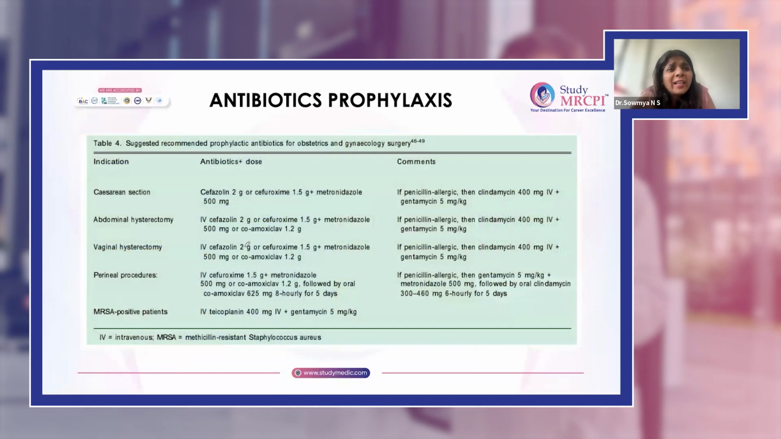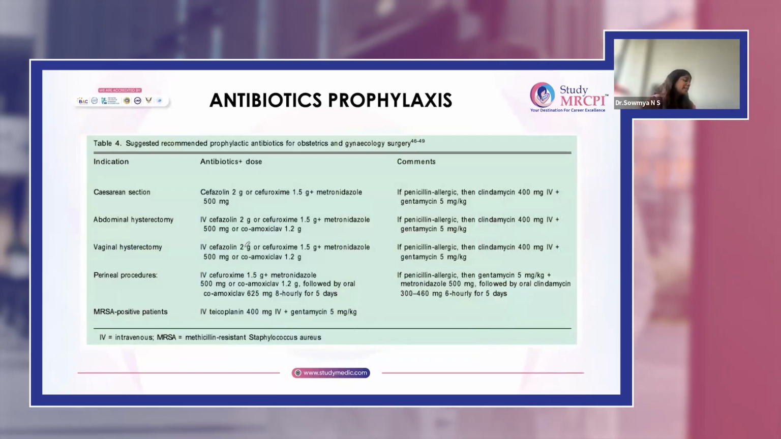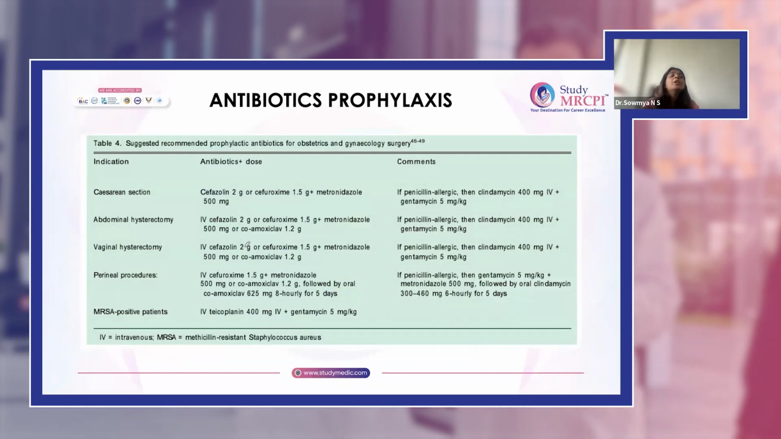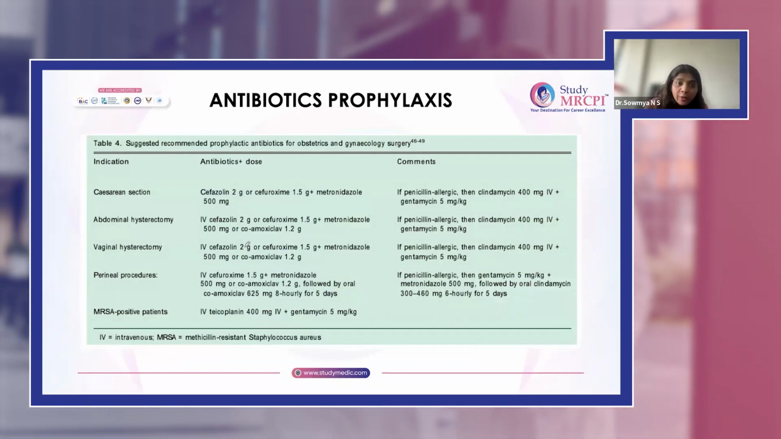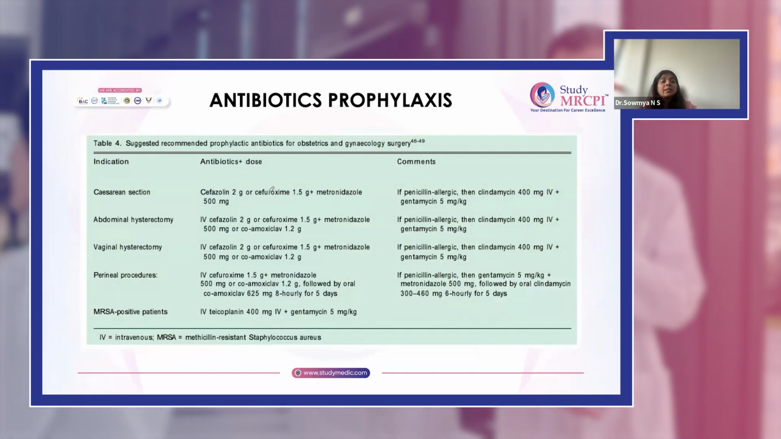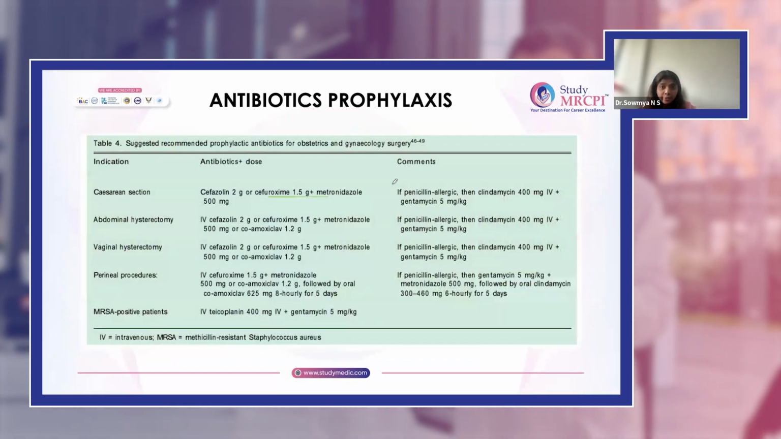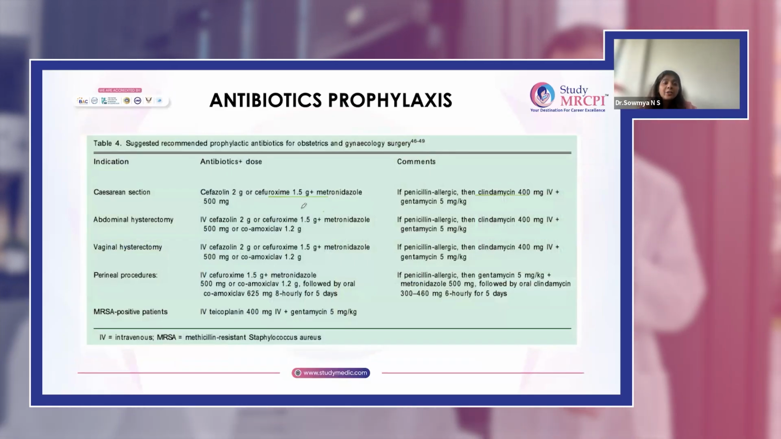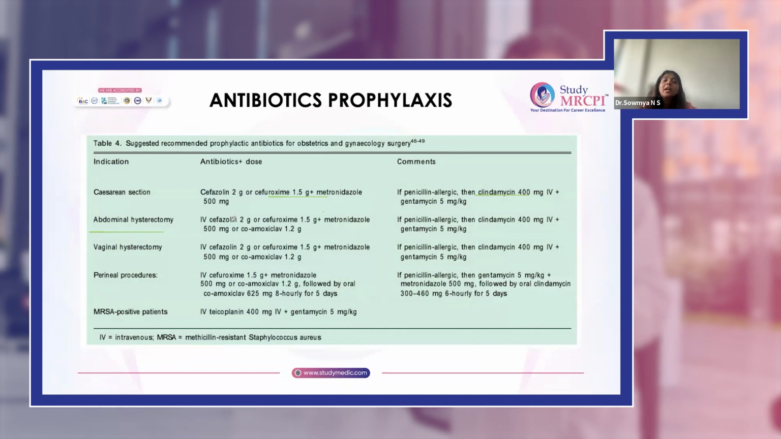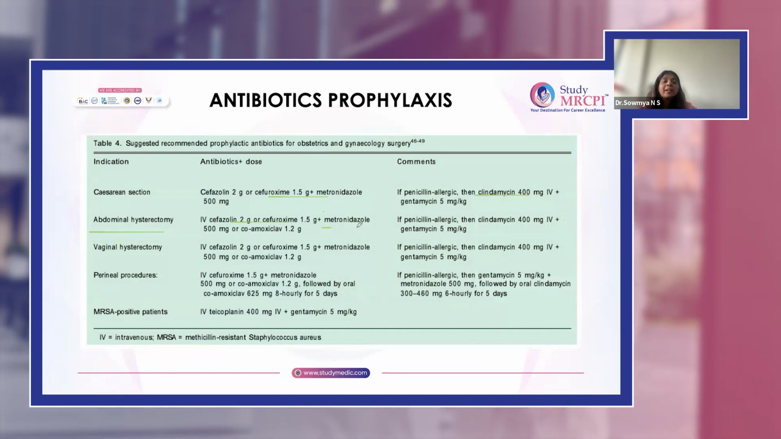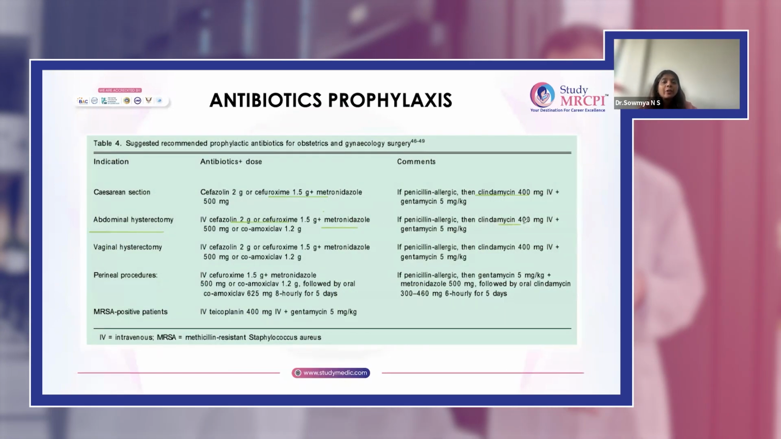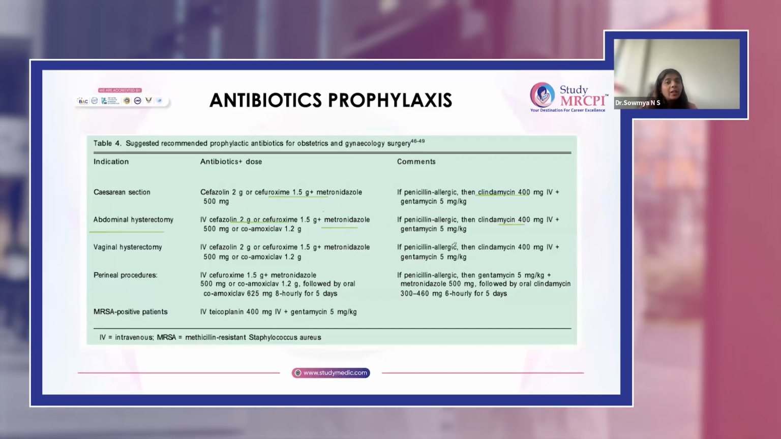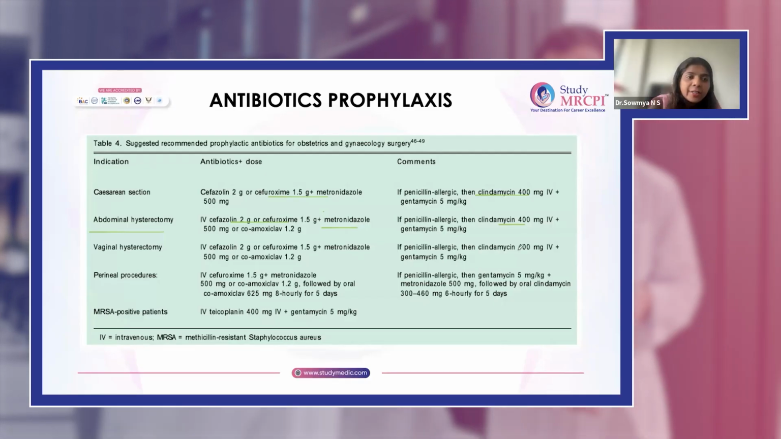And recommended prophylactic antibiotics are part of this, because you would be asked many times what you would be giving. So cesarean section, obviously cefazolin 2 grams or cefuroxime 1.5 gram plus metronidazole 500 mg. If penicillin allergy, then you go for clindamycin, Clinda and Genta. Abdominal hysterectomies, IV cefazolin or cefuroxime, metronidazole. Allergy, you go for Clinda and Genta. Vaginal hysterectomies, cefazolin and metronidazole. If penicillin allergic, again Clinda and Genta.